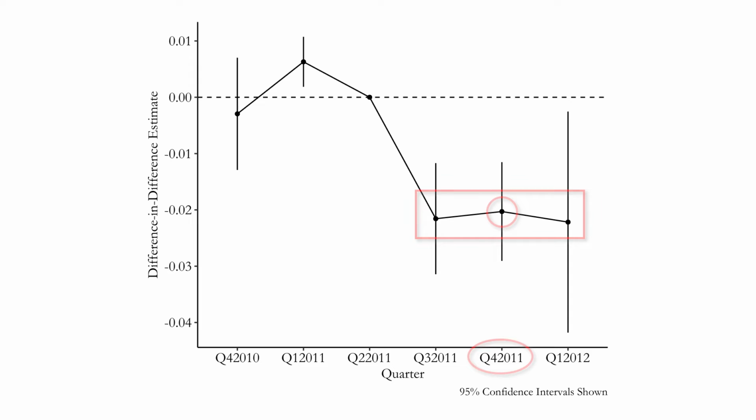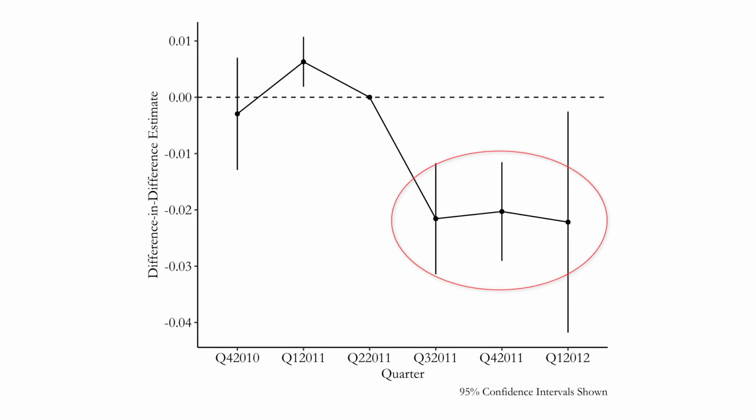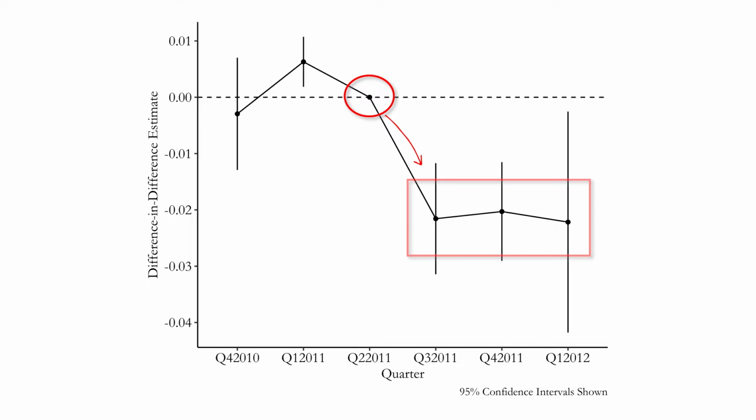We can also see how this effect evolves over time. If we look at quarter 4, we see that it's about the same. Maybe it's a slightly smaller negative effect, but in quarter 1 of 2012, it goes back down and it gets a lot less precise. So in this case, we don't see a lot of evolution of the treatment effect over time. What we are finding here is that once that treatment effect went into place, it just sort of immediately did its thing and stayed there. But that's not always the case.